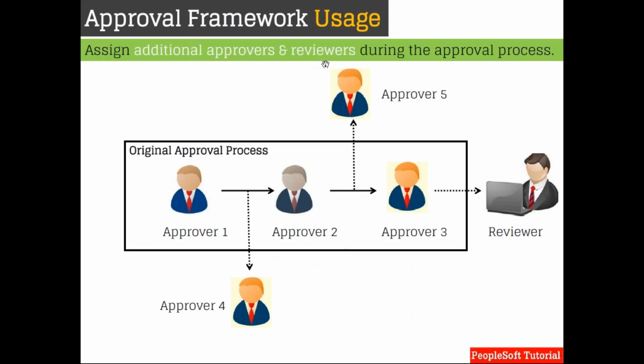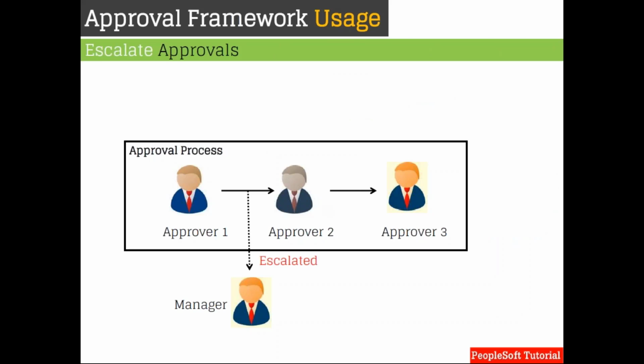Assign additional approvers or reviewers during the approval process. So say consider that this is the original approval process. Now during the process, or in particular special conditions, if the administrator decides that we should have more approvers, he can simply add more approvers within the cycle. That option is available basically.